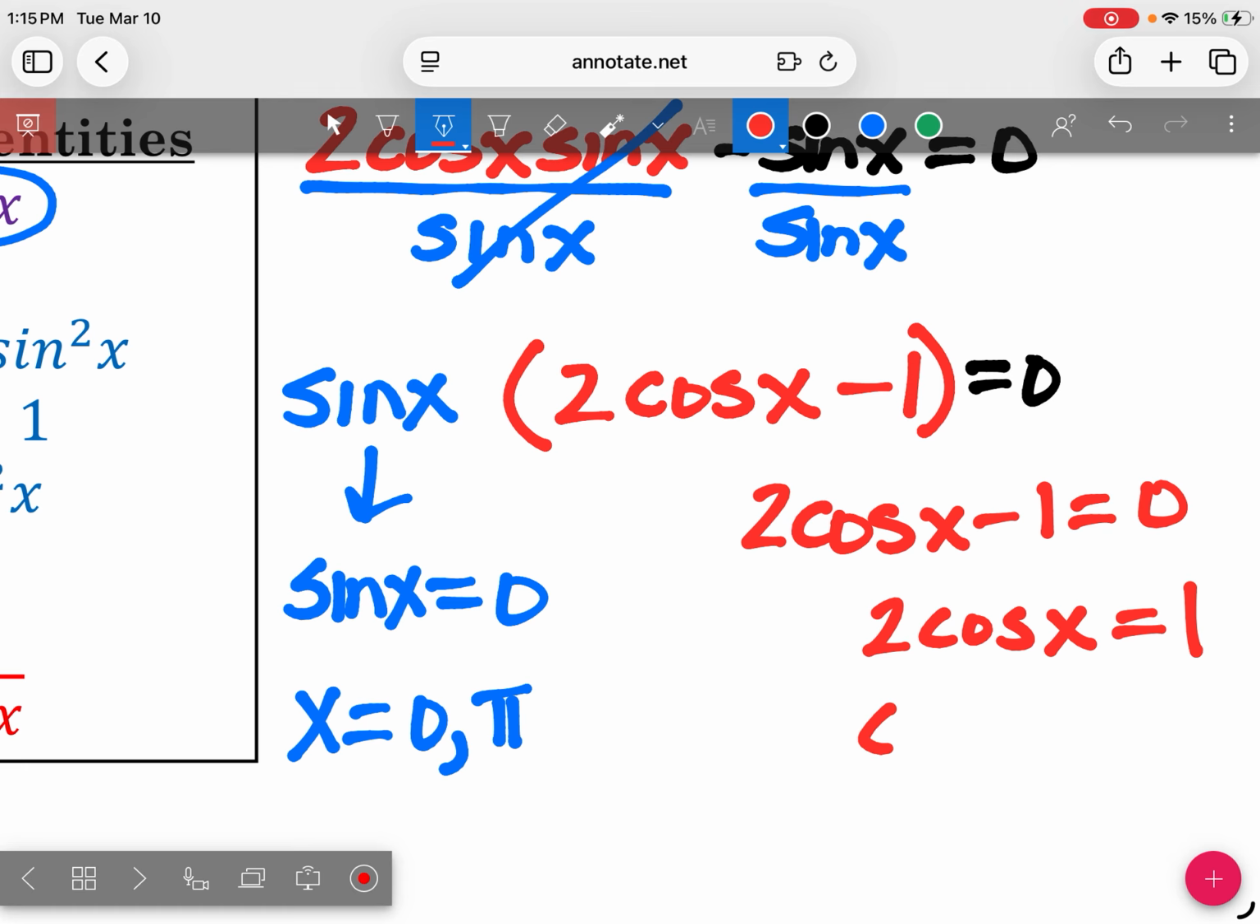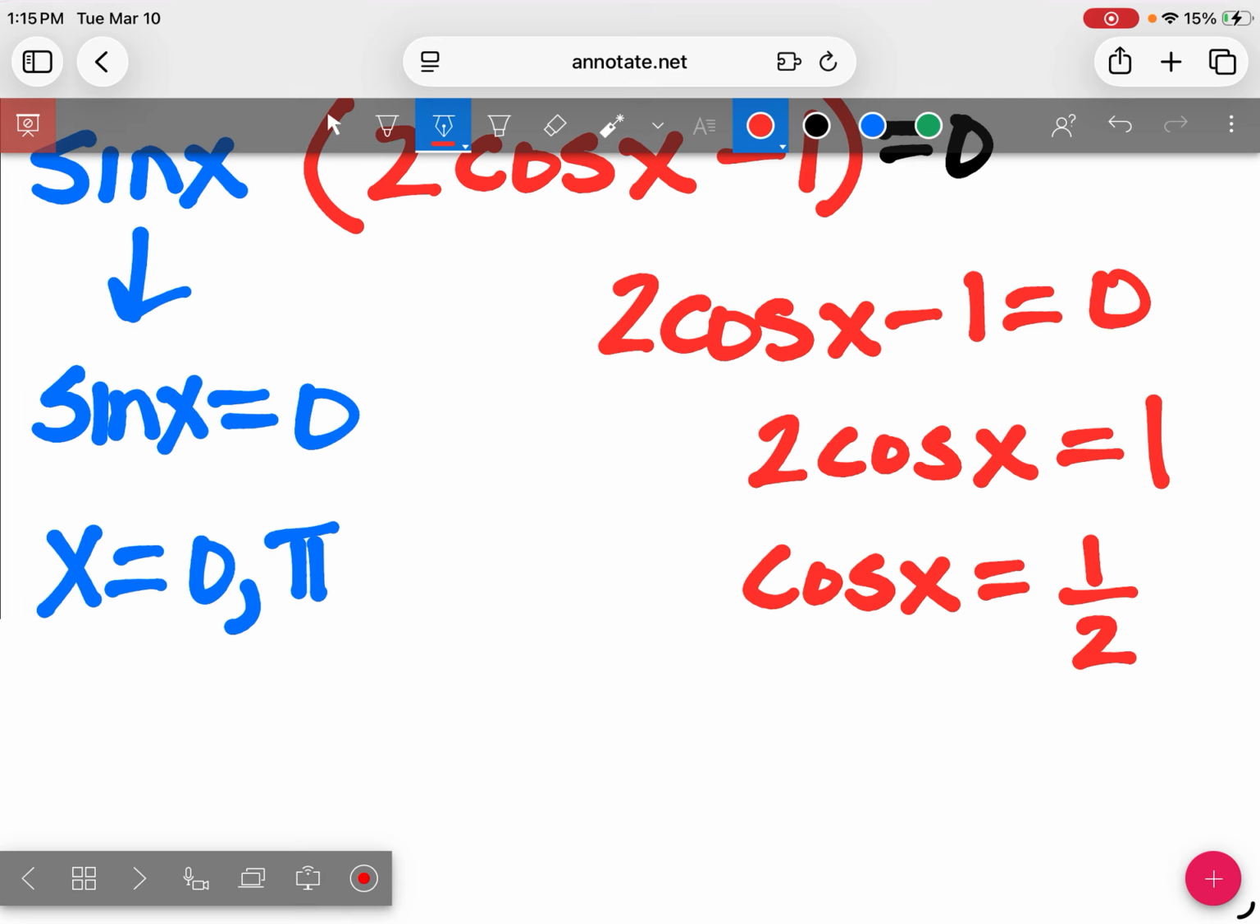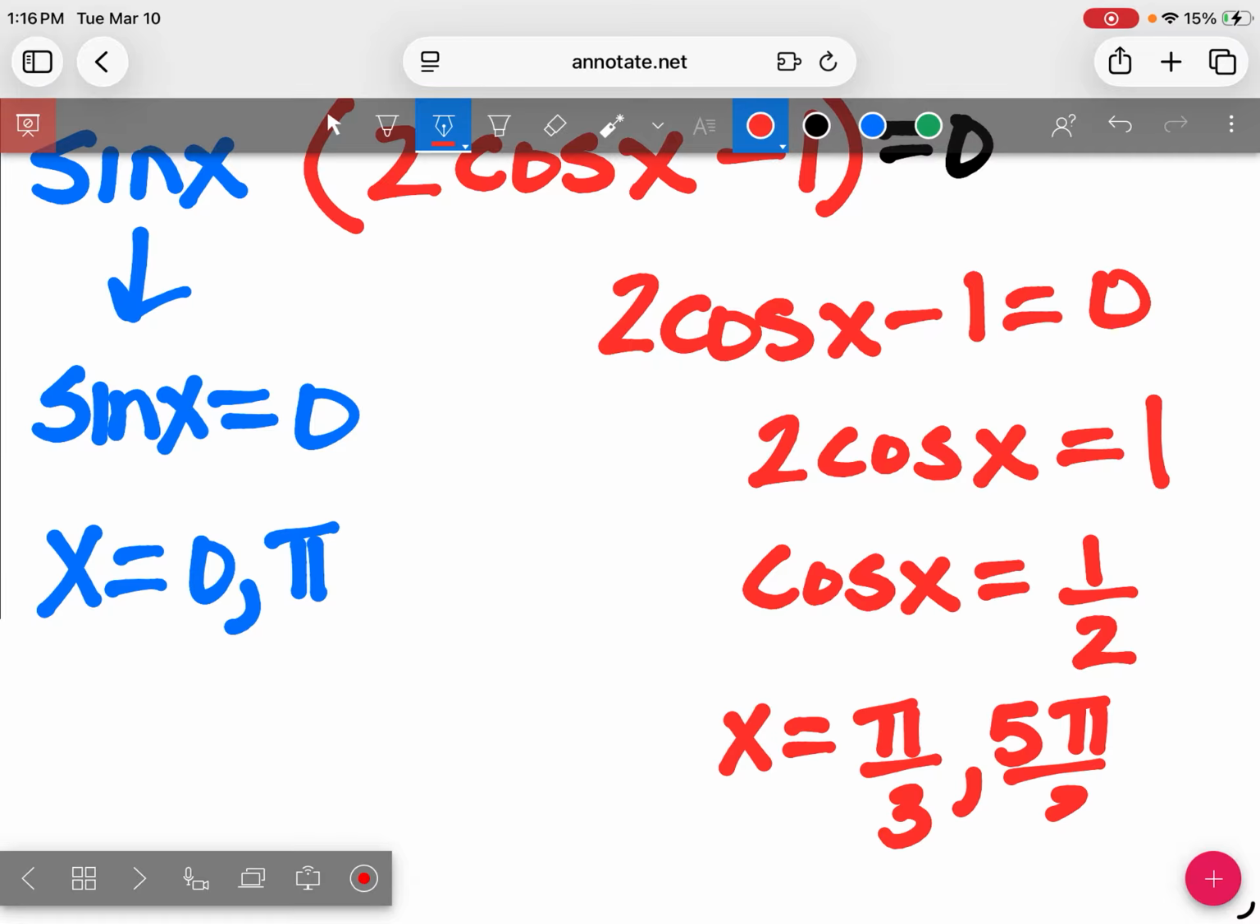Divide. So where on the unit circle is cosine 1/2? Remember, cosine is positive in quadrants 1 and 4. So where are the 2 places where cosine is positive 1/2? Pi over 3 and 5 pi over 3. Do we agree? And that would be our 2 answers. So now we have solved that.